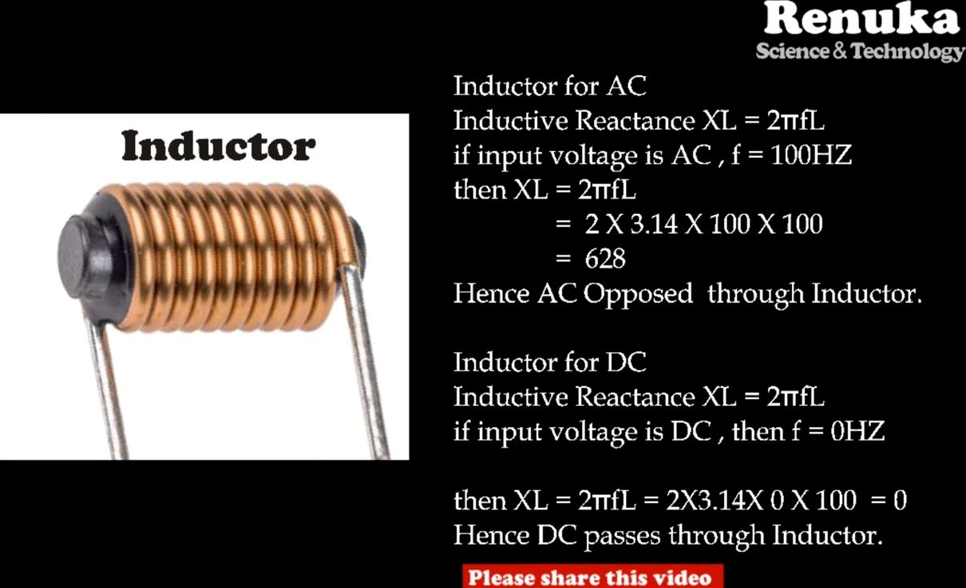Now for DC, again inductive reactance XL equals 2 pi FL. So suppose DC voltage is applied to the inductor, then the frequency of DC is always 0. So that is why XL equals 2 pi FL, in which the frequency is 0, so the whole term comes to be 0. So the opposition by the inductor for DC is 0. That means the DC current can easily pass through the inductor and AC is blocked here.